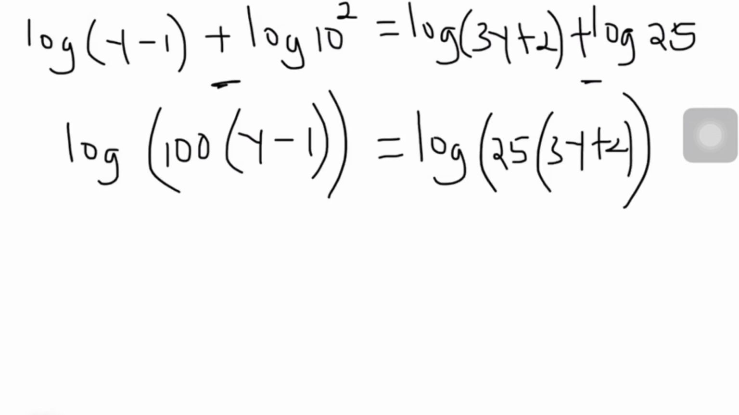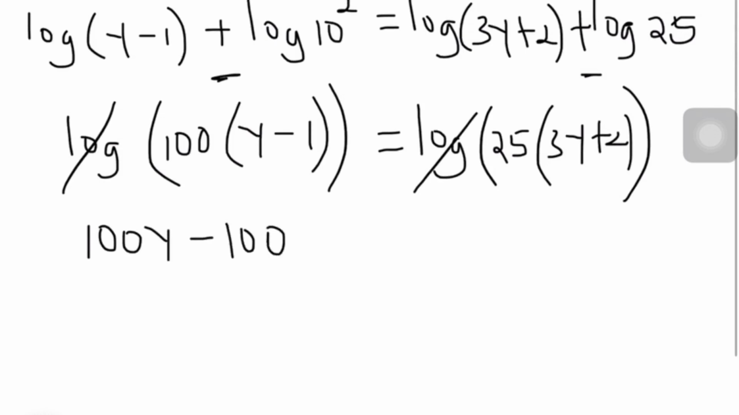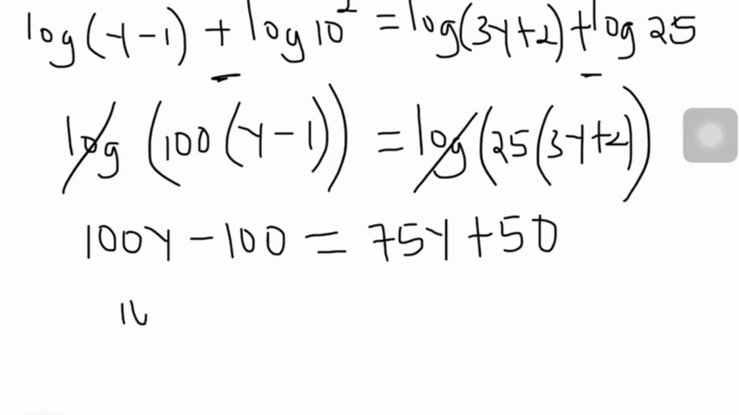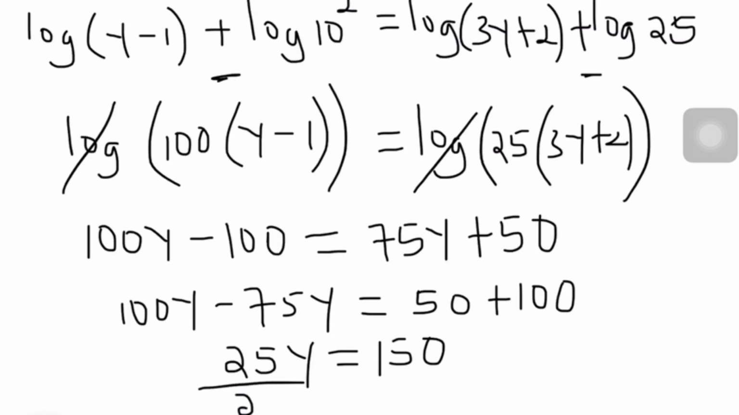Yeah, this log and this log can cancel out, and we can remove the brackets to have 100y minus 100 is equal to 75y plus 50. Let's collect the like terms together. 100y minus 75y is equal to 50 plus 100. This is the same as 25y is equal to 150. To get the value of y, we have to divide both sides by 25. And therefore our y is equal to 6.